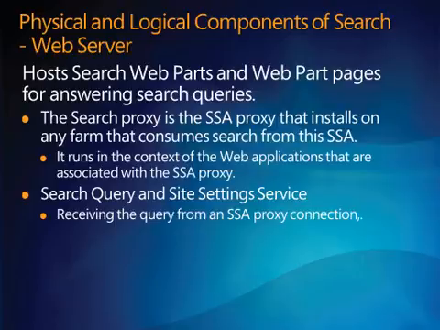The web server hosts search web parts and web part pages for answering search queries. The search proxy is the SSA proxy that installs on any farm that consumes search from this SSA. It runs in the context of web applications that are associated with the search proxy. The search query and site setting service, also known as the query processor or QP, receives the query from the SSA proxy connection, which then sends a query to one active query component for each partition, and or to the property database depending upon the nature of the query.